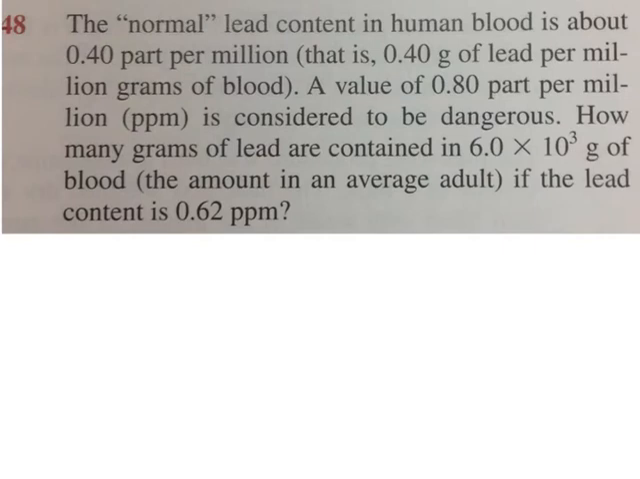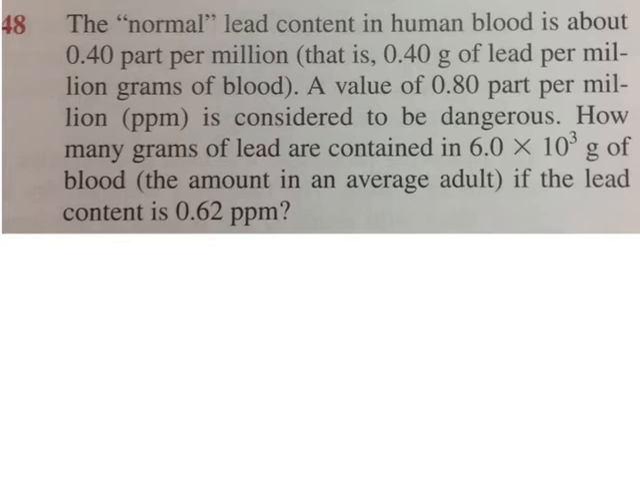Alright, here's our first dimensional analysis word problem. In this problem, the normal lead content in human blood is about 0.40 parts per million. And they define what a part per million is. That's 0.40 grams of lead per million grams of blood. And then they tell you that a value of 0.80 parts per million is considered to be dangerous.